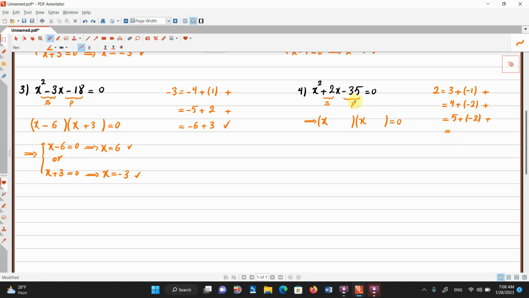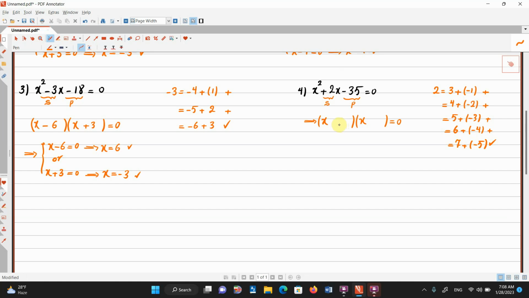6 plus, I made a mistake here. Excuse my mistake. This is -3, guys. 6 plus -4. Again, this doesn't work. And 7 plus -5, but this one works.